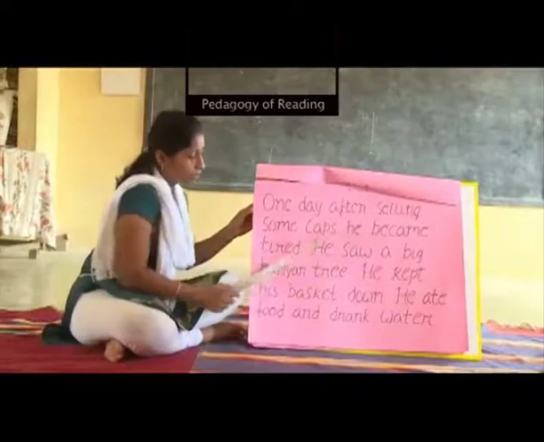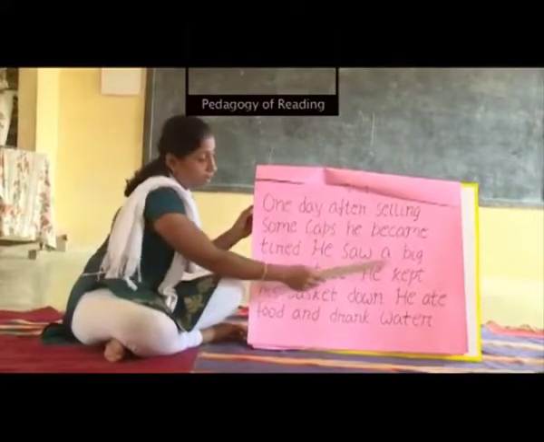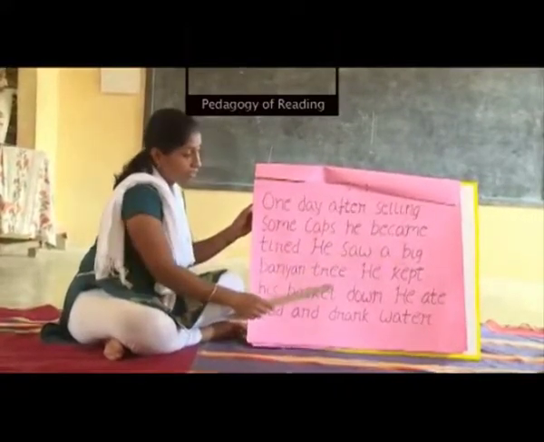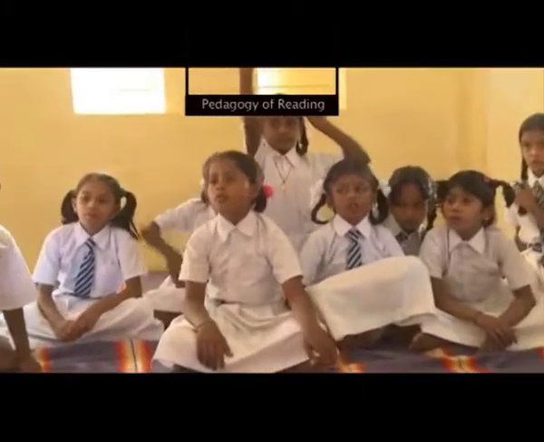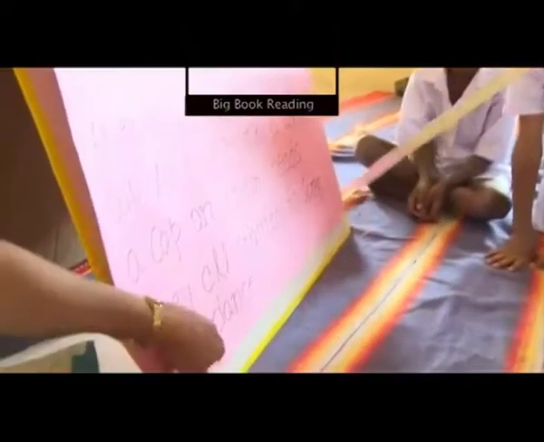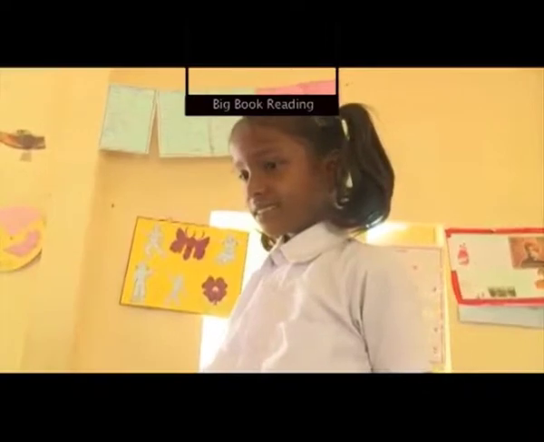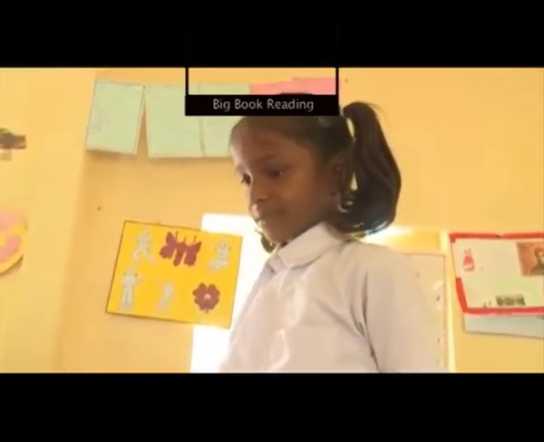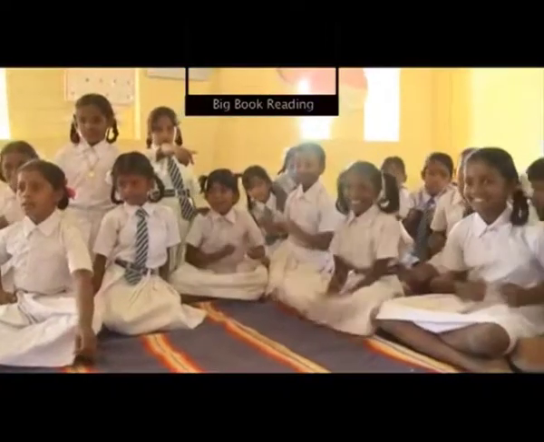He became tired. He saw a big banyan tree. Can anybody say where is the word dance? Miss. Yes. Come on, show the word dance. Yes, spell the word. D-A-N-C-E. Tell the word. Dance. How do you dance? Yes, good.